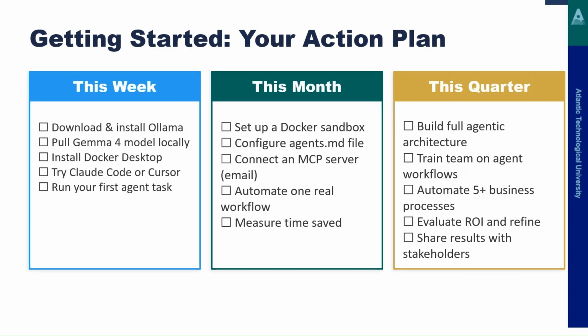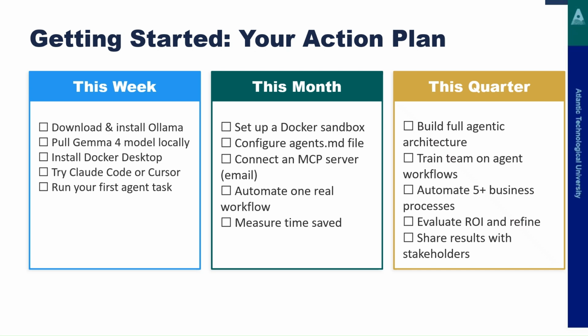So a business that really wanted to start thinking about putting this into action, there's a couple of things I would advise you to do. First of all, download and install a tool called Ollama. This is basically a user interface for interacting with the Gemma 4 models locally. So once you have Ollama, then you can pull down Gemma 4. Docker Desktop is a good one as well for the Docker sandboxes. And then maybe try an agent harness like Claude Code and try and run your first agent task. So whether it is drafting emails from your email inbox or whatever it may be.